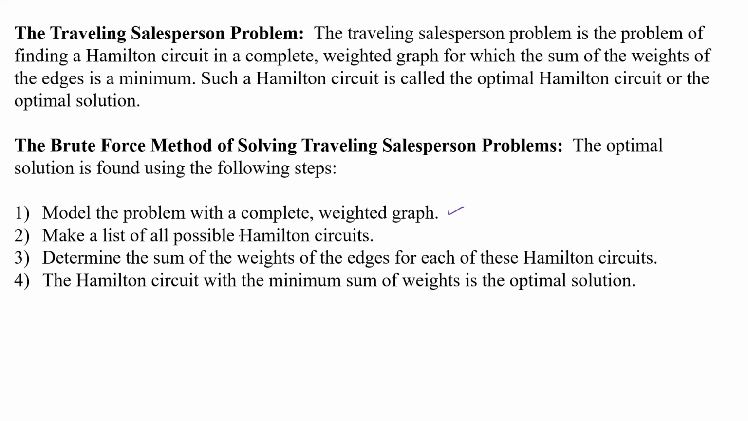Then we're going to make a list of all possible Hamilton circuits. Okay, well, we can do that. Then we're going to determine the sum of the weights of the edges for each of the Hamilton circuits. Okay, well, we can do that just like we did in the previous short video. And then the Hamilton circuit with the minimum sum is going to be our optimal solution. All right, so that's kind of what we have to do.